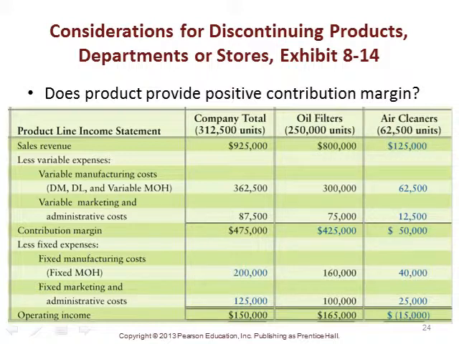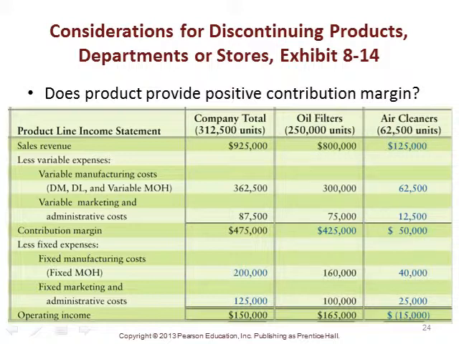And so if we're looking at discontinuing perhaps air cleaners, we can see the company total is 312,500 units. That's composed of oil filters and air cleaners, right? So oil filters, from a contribution margin perspective, provide $425,000 toward covering fixed cost. The air cleaners provide $50,000 toward covering fixed cost. By the time we factor in what our fixed manufacturing overhead and then fixed marketing and administrative costs are, we're still positive operating income for the oil filters of $165,000, but we're losing $15,000 in net income on the air cleaners.